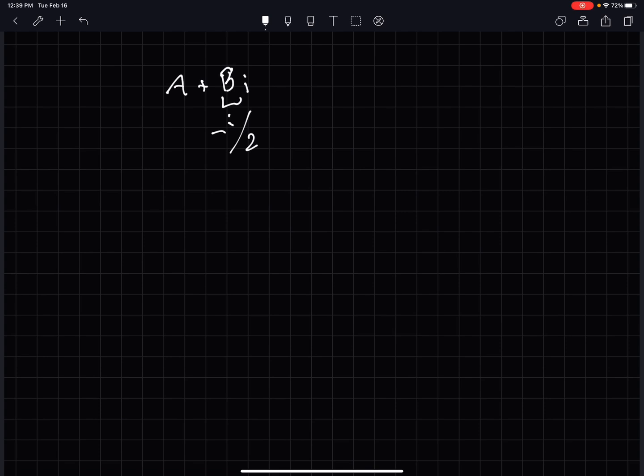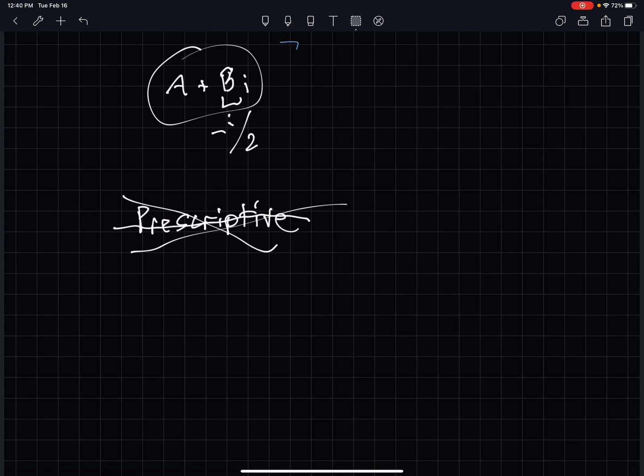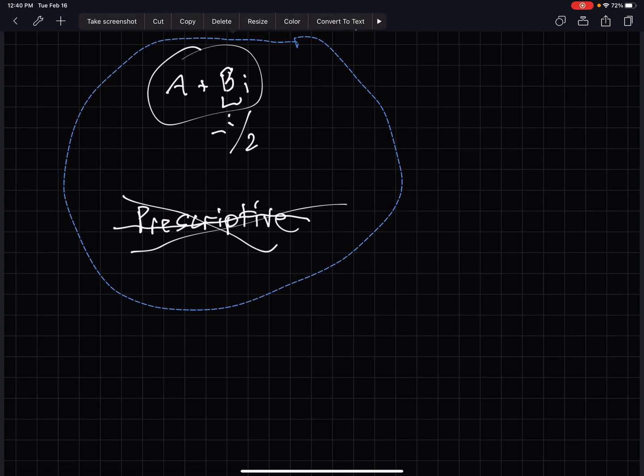These are not prescriptive definitions. Complex number is not prescriptive. It does not state what must be the case. It just is a description of some number, and that description can either be true or false.